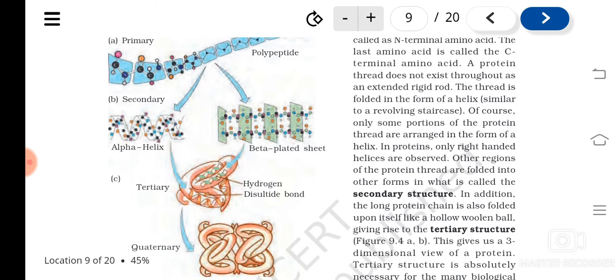Understood? In which manner the polypeptide chain, which is linear in nature, is arranged in the two-dimensional way. The two-dimensional structure, which explains the foldings of a single polypeptide chain, is known as what? The secondary structure.